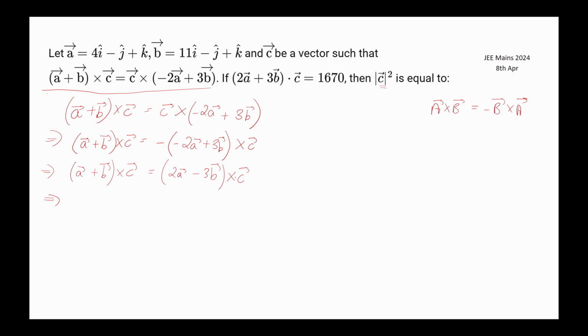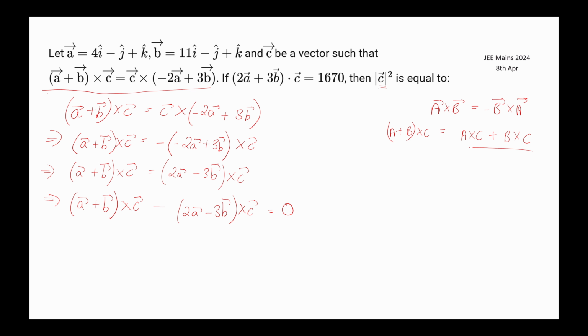Now let me take this entire equation to one side. So this would become A vector plus B vector cross C vector minus 2A vector minus 3B vector cross C vector, and this is equal to 0. Now here you have to use the distributive property that we had studied. I hope you all remember, let's say A plus B cross C has been present, so we can say this is A cross C plus B cross C.